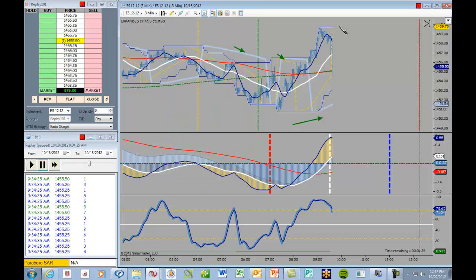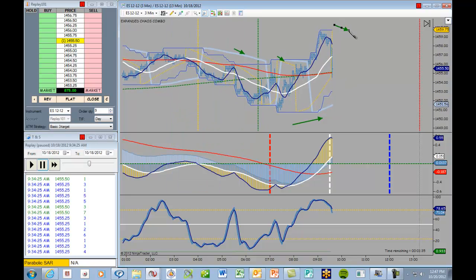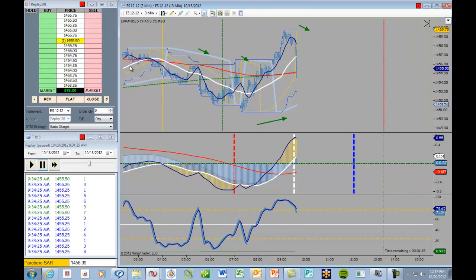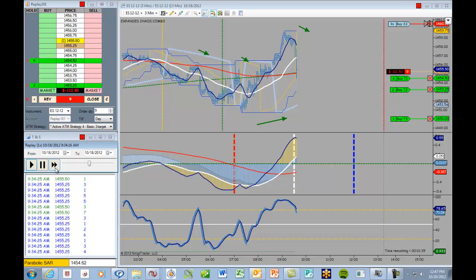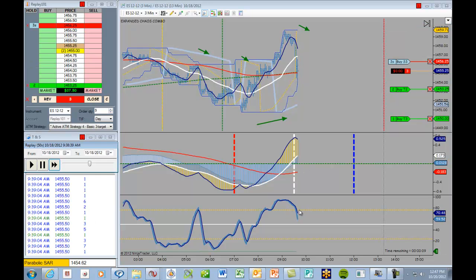We have flipped the parabolic, and as I said earlier, that's pretty much all we had to look for all week long. Okay, going short. Notice the parabolic flipped as the stochastic was crossing the similarly colored gold dotted overbought zone.